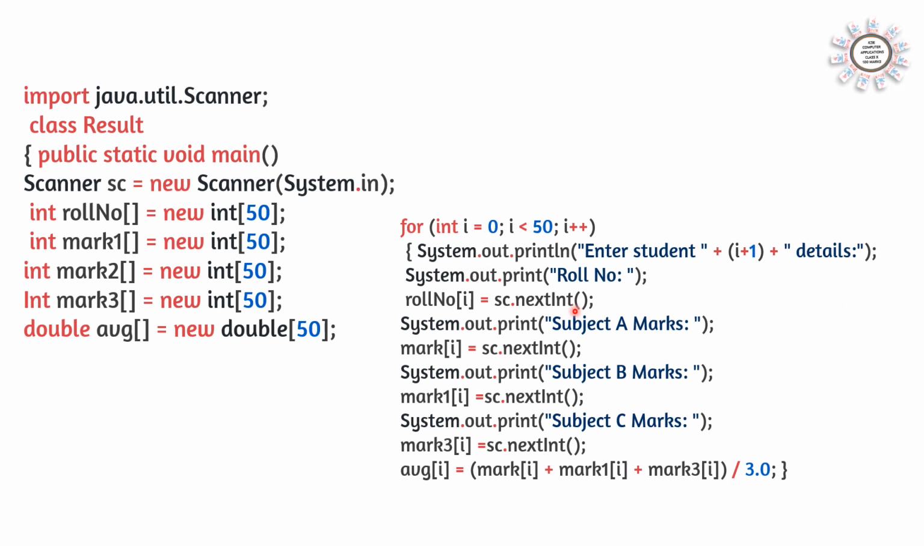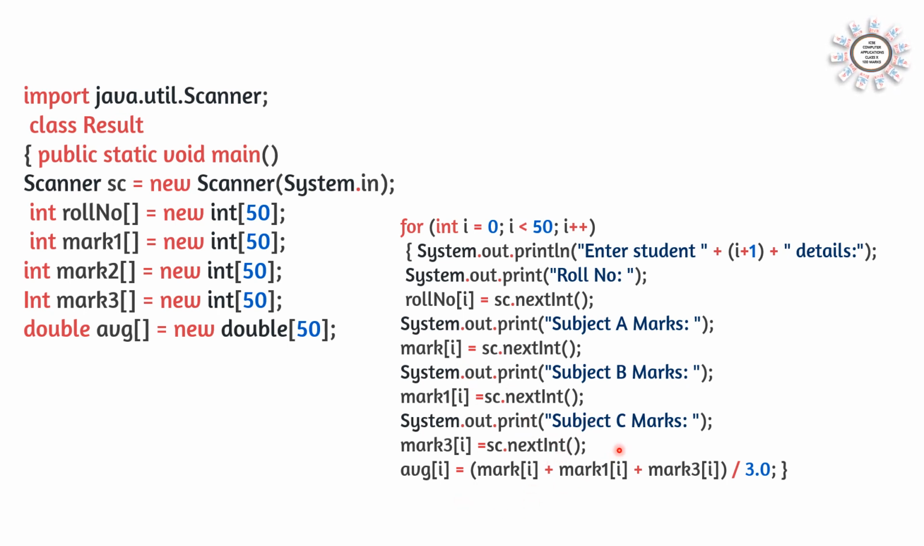Accept the roll number. System.out.println roll number. Roll number of i is equal to sc.nextInt. And subject A, it was given subject A in the question. So subject A marks, mark of i. Subject B marks, mark1 of i, and subject C marks, mark3 of i. So like this we got the marks of all students.